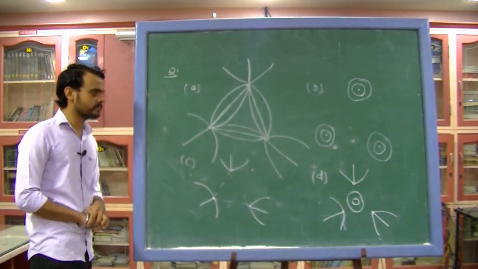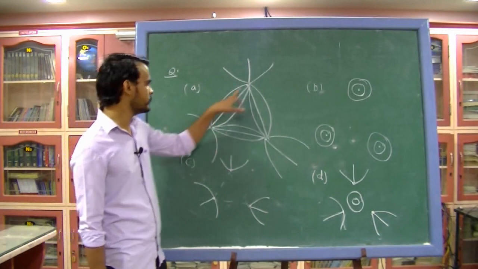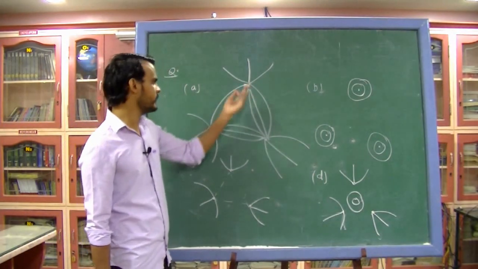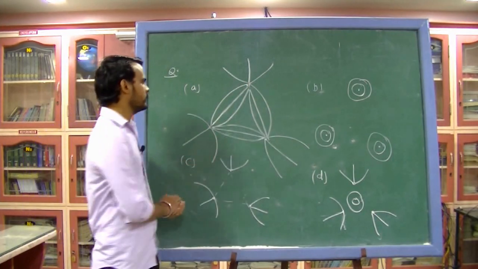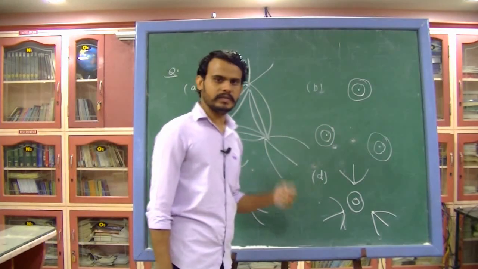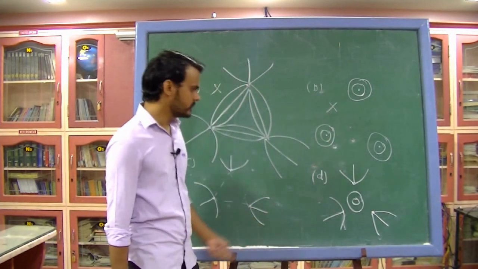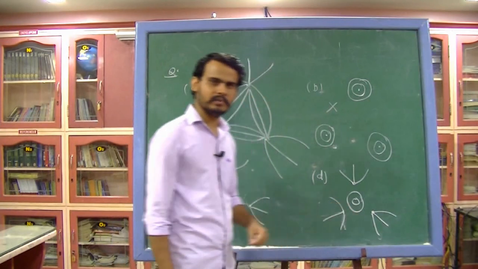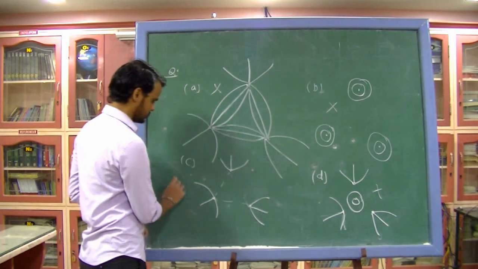terminate on the charge. In the first diagram, as you can see, the lines are originating at this point and terminating on this point. So this is not the correct representation of electric field lines. This is straightforwardly incorrect, because here the electric field lines are making a closed loop. Similarly, here also the electric field lines are making a closed loop, so this is also incorrect. So this will be the correct answer.